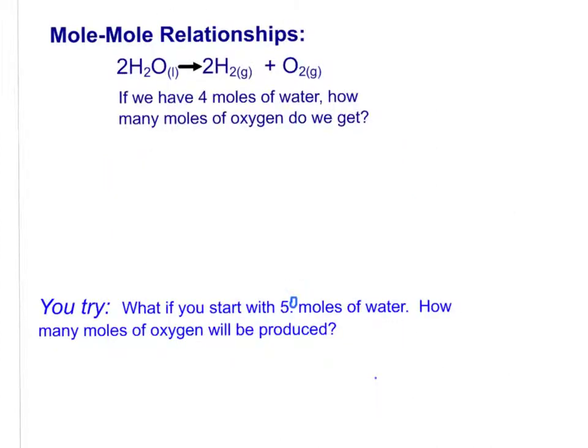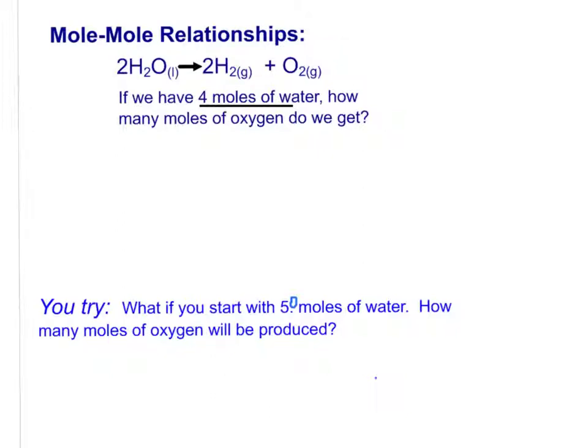Okay, now that we understand this mole-to-mole relationship in a chemical equation, let's look at an example. Let's say we have 4 moles of water in this decomposition reaction. We're taking water and breaking it down into hydrogen and oxygen, and we start with 4 moles of the water. How many moles of oxygen will we get? Well, we know our mole-to-mole relationship in this. Let's take a look at that.